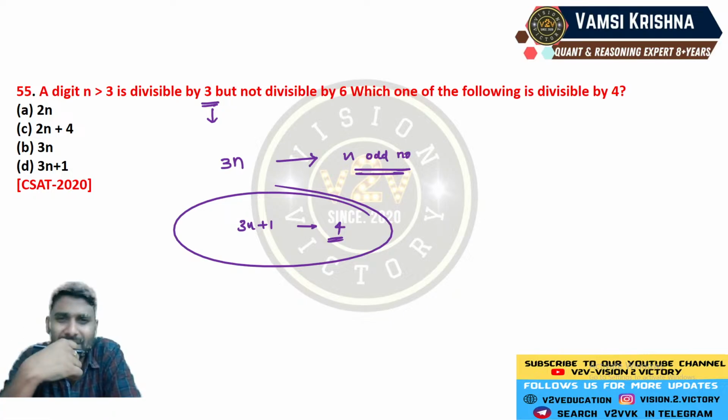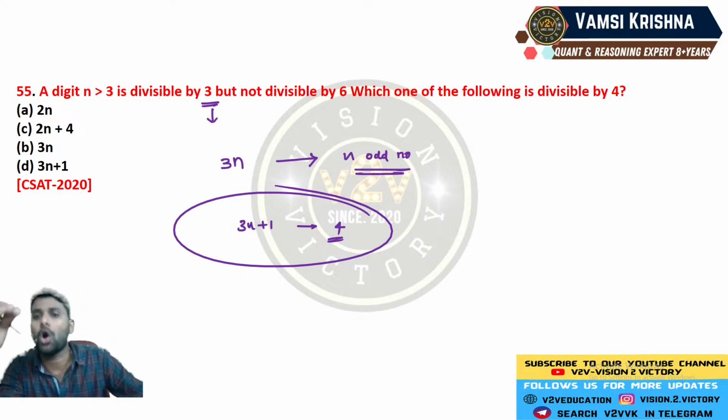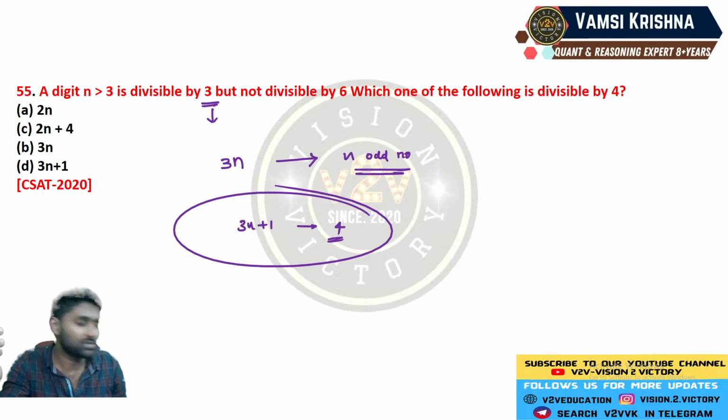You just need to understand one point here. 3n is always divisible by 3, but it is not divisible by 6, which means you don't consider n to be an even number; you just take n as an odd number. Whatever number is divisible by 3 and also divisible by 4, that number must be in the form of 3n plus 1.